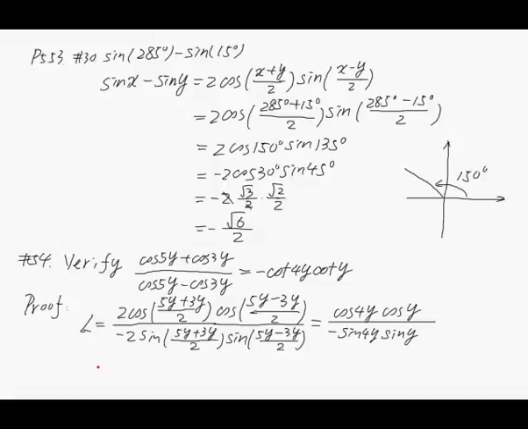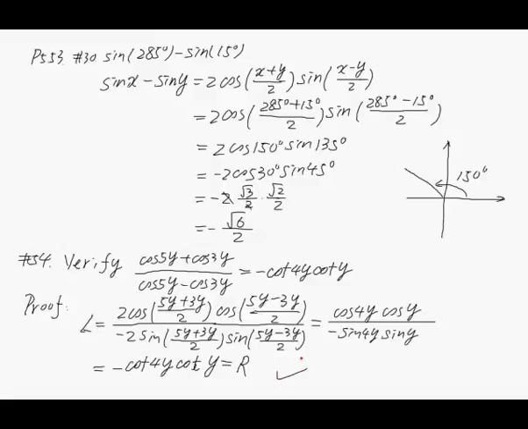And then let's move to here. You have cosine 4y over sine 4y, you get cotangent 4y. So negative cotangent 4y. And cosine y over sine y, then you get cotangent y. So this is just the right hand side. And in this way, we verify this identity.